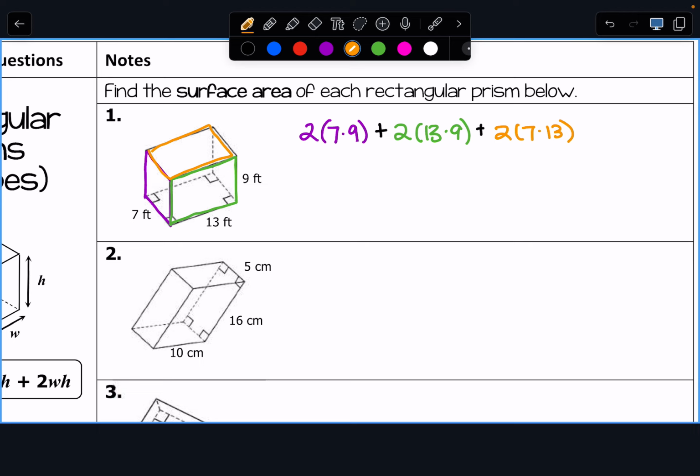This is the work I want to see. I want you to show me that you're doubling 7 times 9 plus 2 times 13 times 9 plus 2 times 7 times 13. Then put it in your calculator for an answer.